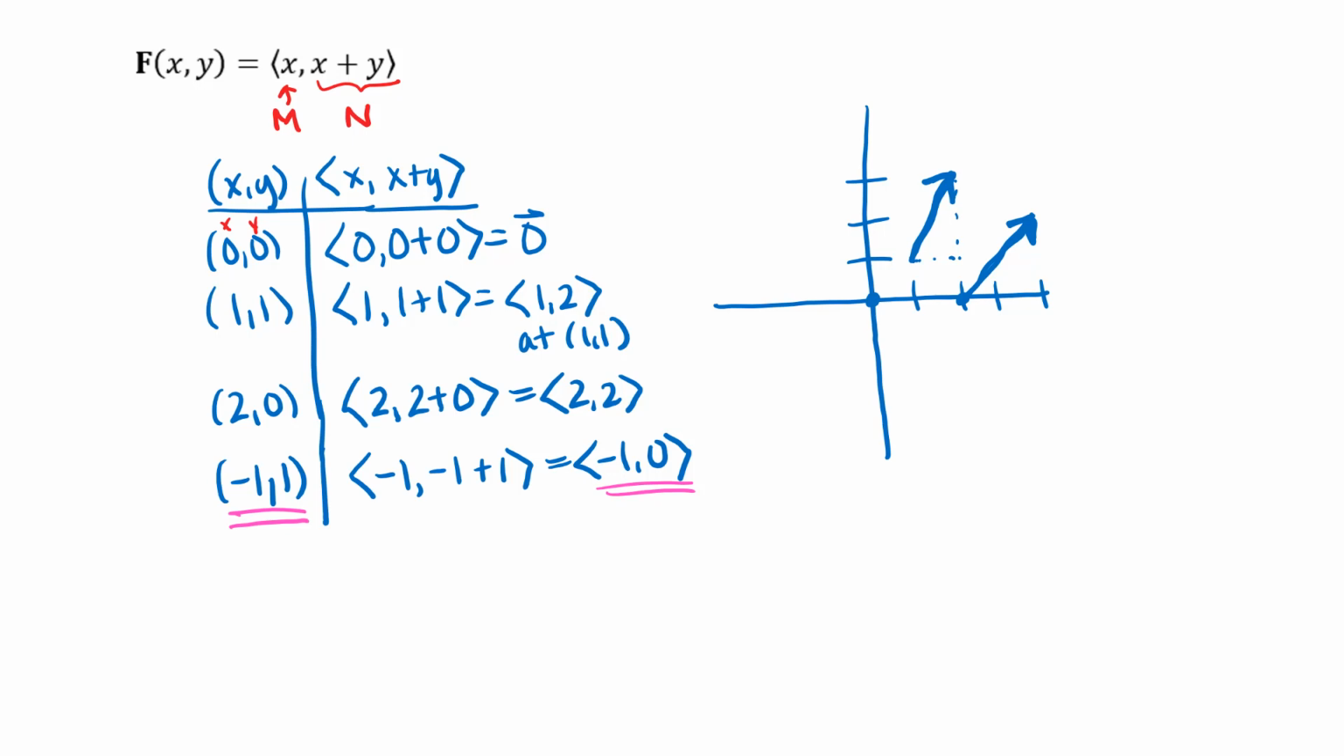So when I'm at the point negative 1, 1, so there's my point, I'm going to draw the vector that goes 1 unit left and 0 units up. So that vector is going to be pointing just straight left.